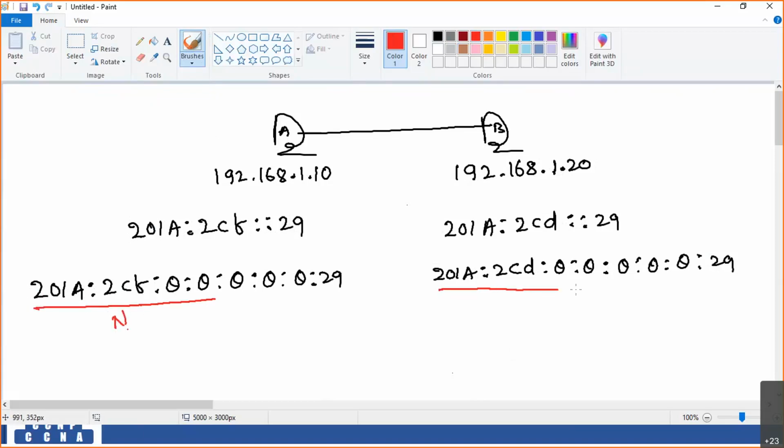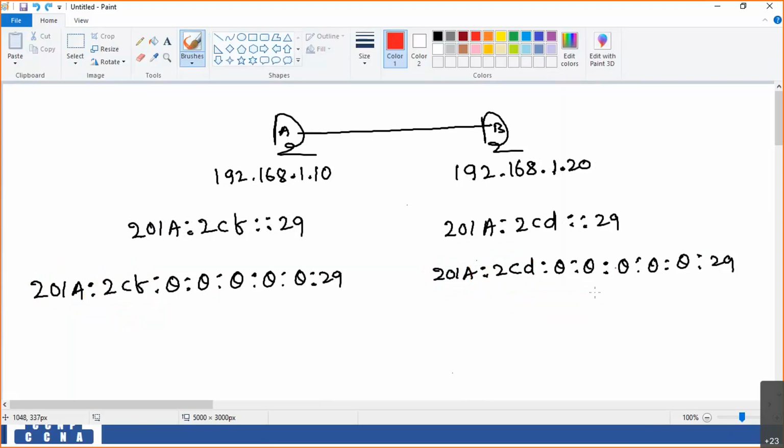Here also, the first four fields indicate the network portion. The first field is 201A, and host B also has 201A. The second field is 2CF here and 2CD there. Now, are both in the same network portion or different network portions? Different network portions. Will they communicate? No. So this is how we can understand the logic, whether machines in IPv6 are in the same network or a different network.